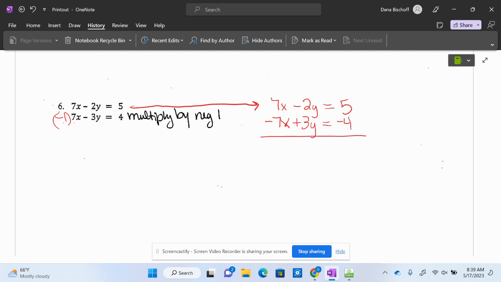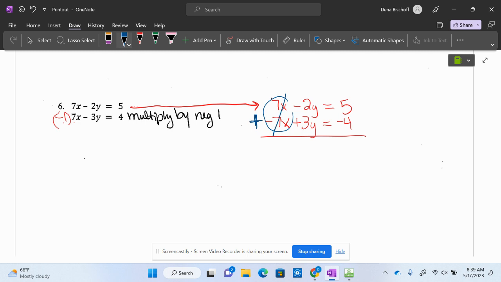This one is so sweet. So I'm going to add these together. Add them together. So a negative 7 and a positive 7 cancel out. Negative 2y, positive 3y give me 1y. And 5 minus 4 equals 1. So that just says y equals 1. I love that. That's fabulous.